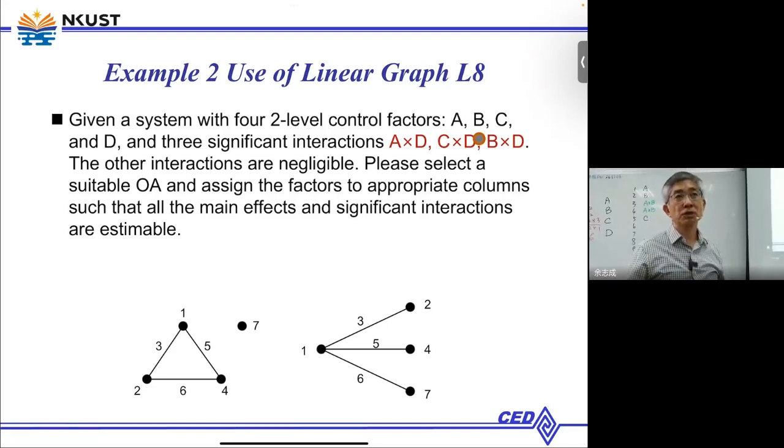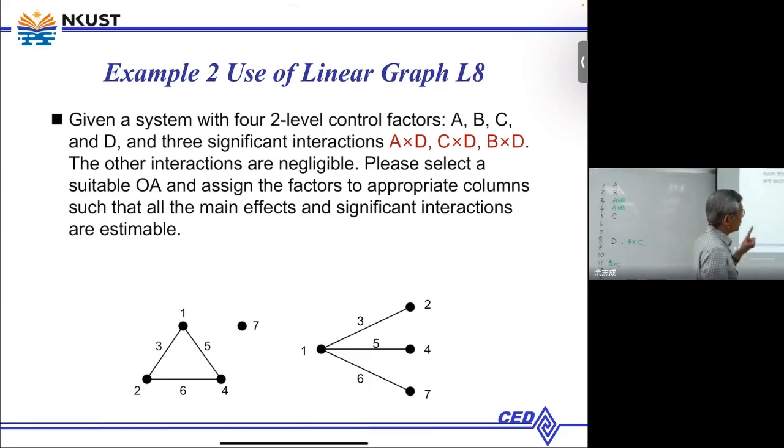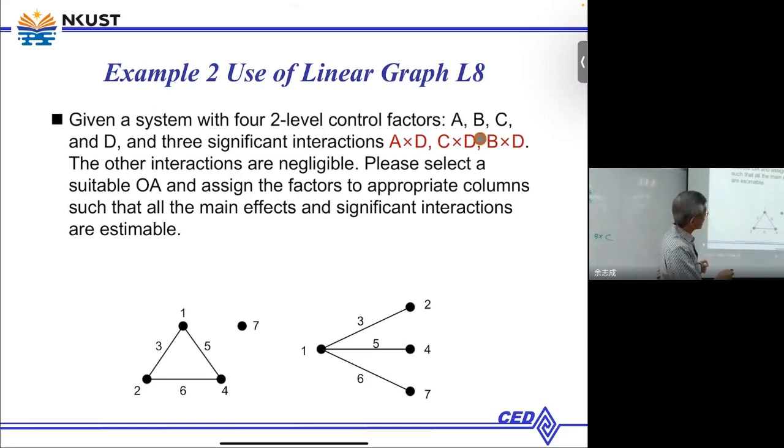Which factor appears the most times in the interactions? Which factors appear the most in the interaction effects? D, yes. So we assign D first. Before that, let's look at the interactions. We need to put D in some place in such a way that, since we see AD, CD, BD, D will have 3 lines connected to a certain dot, because we need to analyze 3 interactions, all related to factor D.